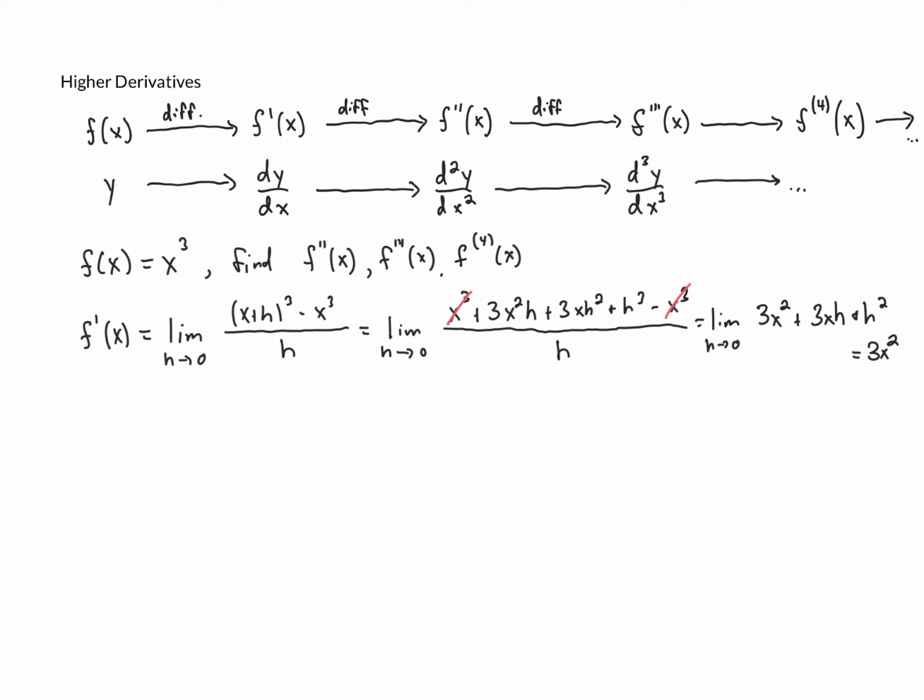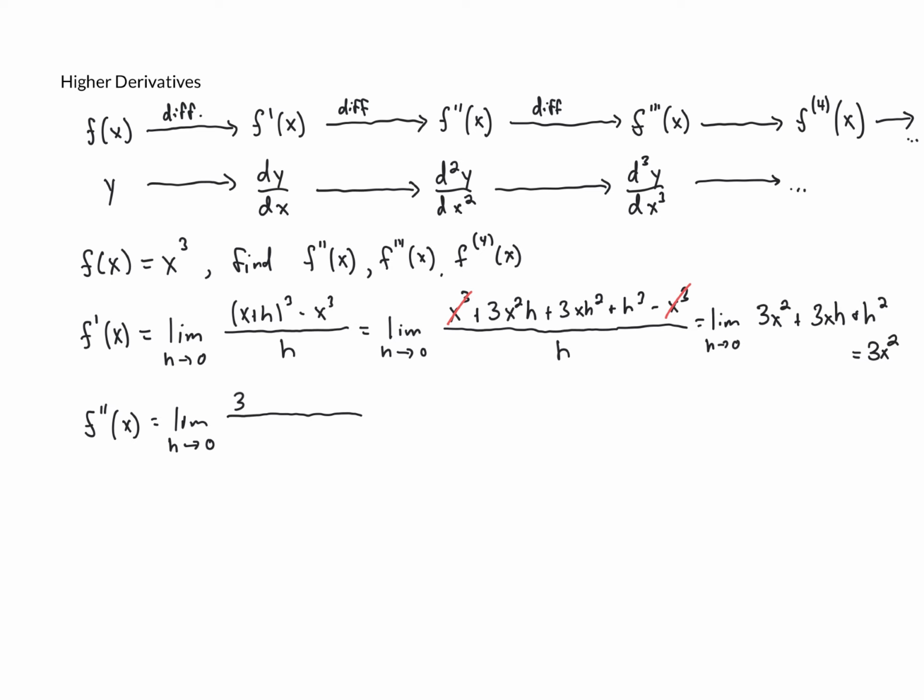If we want the second derivative, we are going to have to take the derivative of what we've already gotten. So it's still going to be the limit as h approaches 0, but when we're plugging in our function, because the second derivative is the derivative of the first derivative, we're going to use 3x squared for the function that we plug in here.